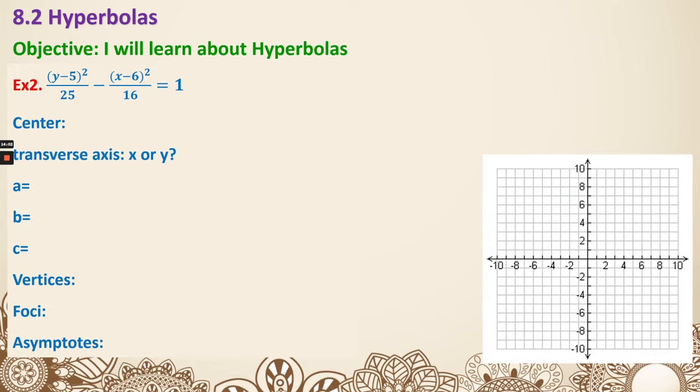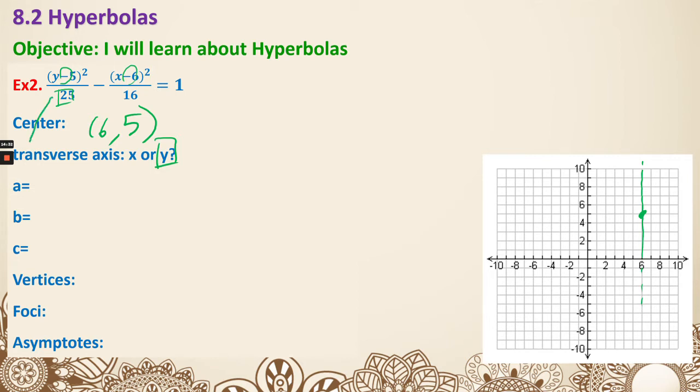Example 2. Well, this time the center is not 0, 0, so let's actually write down my center first. X value is going to be the opposite of negative 6, so a positive 6. The y value is going to be the opposite of negative 5, so a positive 5. That's my center. Let's find out. 6, 5. Right here. That is my center. Transverse, well, the positive number is still under the y. That means my transverse axis is going to be the y-axis, the vertical direction. So this is my transverse axis.